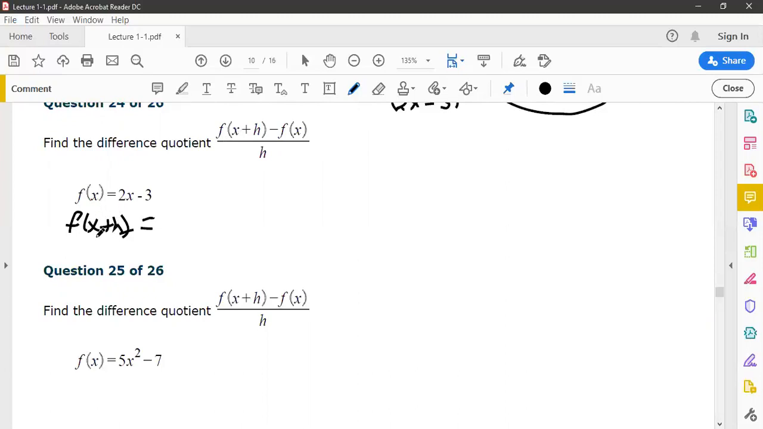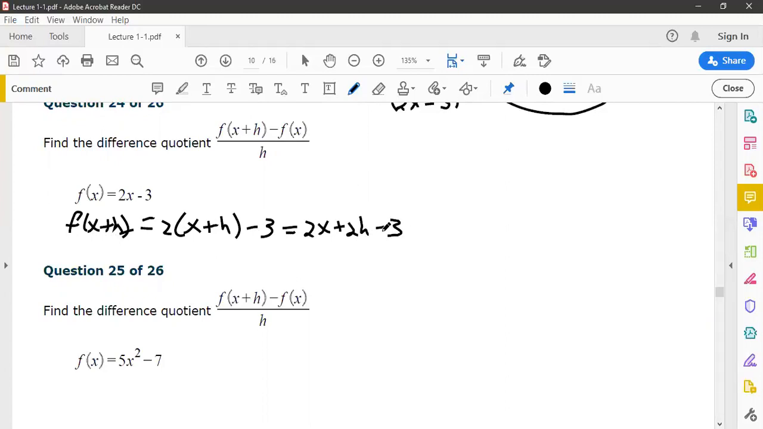So I'm going to take the x plus h, and it's going to replace the x in the f function. So it becomes 2 times x plus h minus 3. All I've done, and this will happen in every single problem, is the x plus h will replace the x in the given function. Now I'm going to multiply that out, and that gives me 2x plus 2h minus 3.